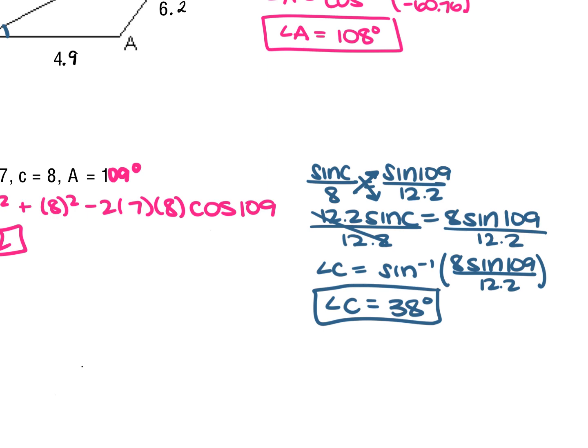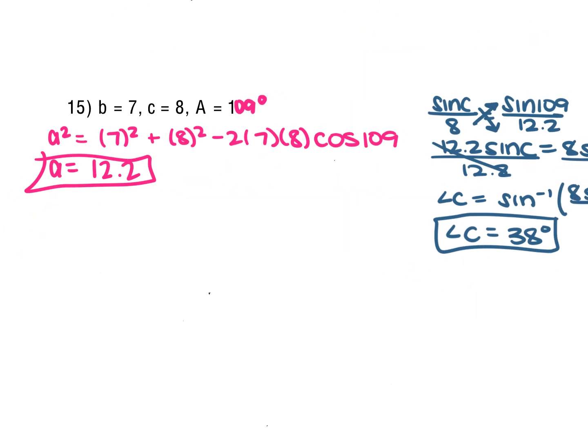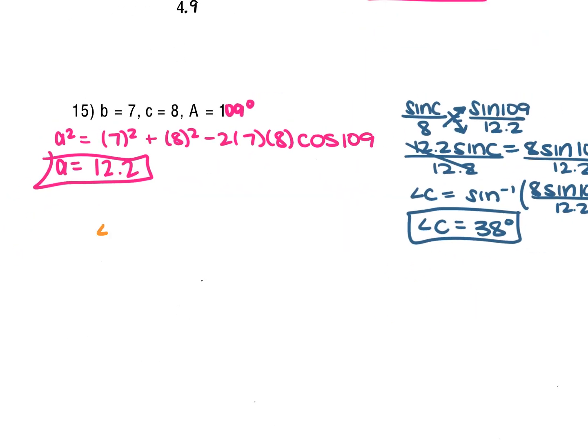Lastly, we find angle B. So angle B we can find by doing 180 minus the sum of 38 and 109. So 180 minus the sum of 38 plus 109 is 33 degrees.